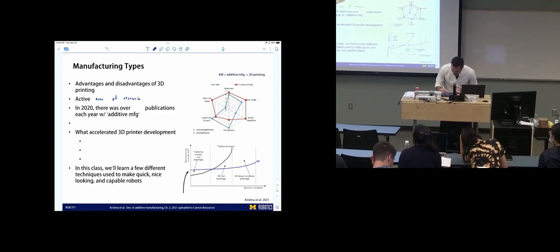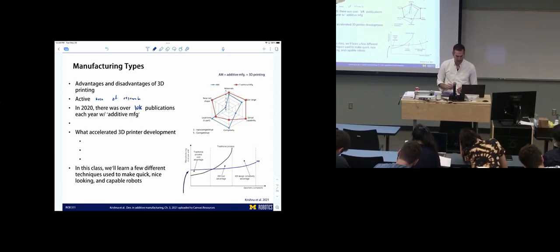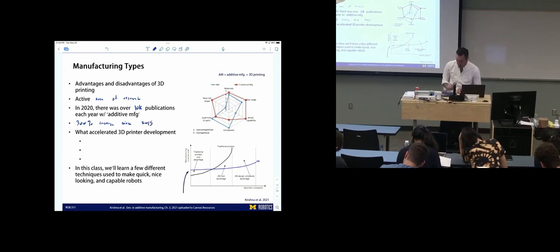As an example of the research going on, there are over 10,000 publications each year now on additive manufacturing. That's a 300% increase since 2015. So this is neat. And there's a lot of cool research going on at Michigan in the mechanical engineering department, people who study additive manufacturing.